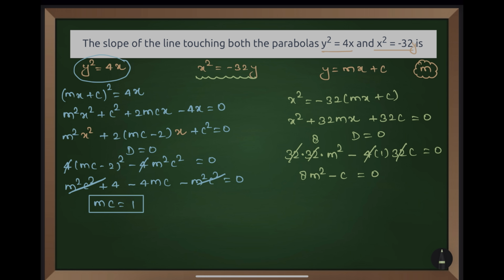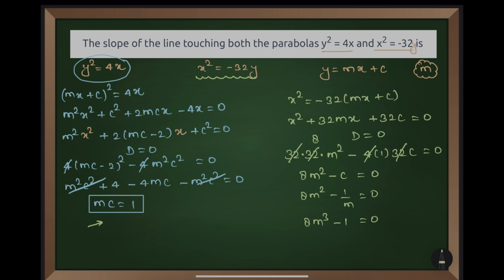So we got two equation, two variable. Now I'll find value of c from this part and I'll substitute here. So who is c? 8m square. C is 1 by m. Okay, so can I write 8m cube minus 1 equals to 0?